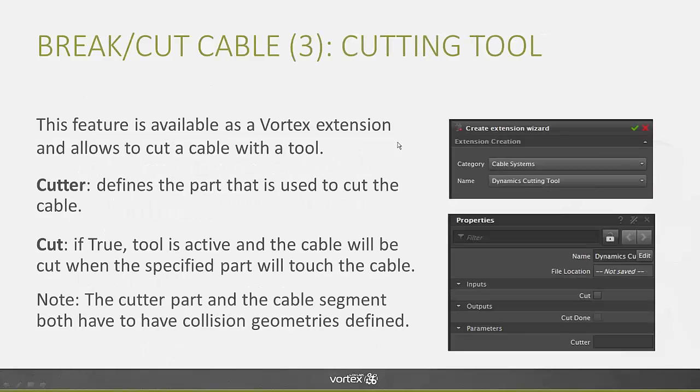The cutting tool is a Vortex extension that allows you to model a cable cutter. The cutter field defines the part that is used to cut the cable, so you have to set a part in a mechanism or an assembly. If set to true, the tool is active and any cable will be cut when the specified part touches the cable. The cutter part and the cable segment both have to have a collision geometry defined for this to work.